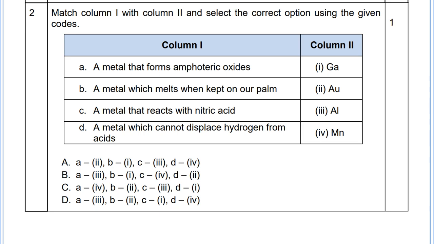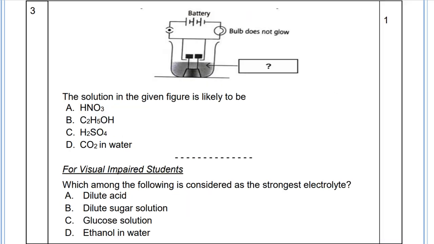A: A 2, B 1, C 3, D 4. B: A 3, B 1, C 4, D 2. C: A 4, B 2, C 3, D 1. D: A 3, B 2, C 1, D 4. Correct answer is C.